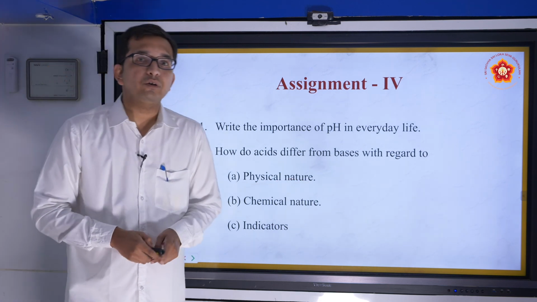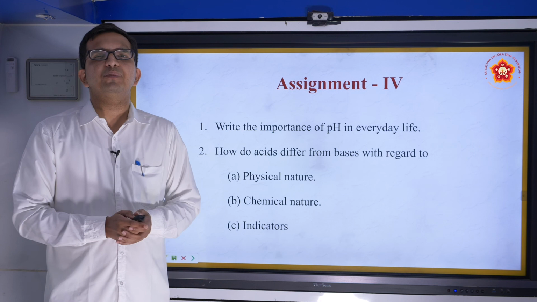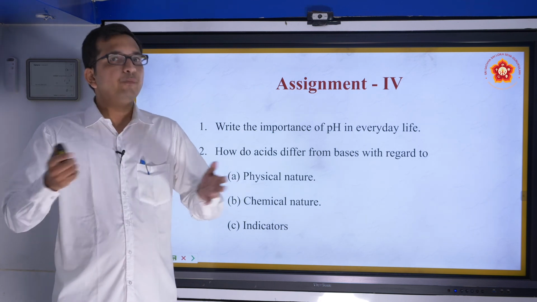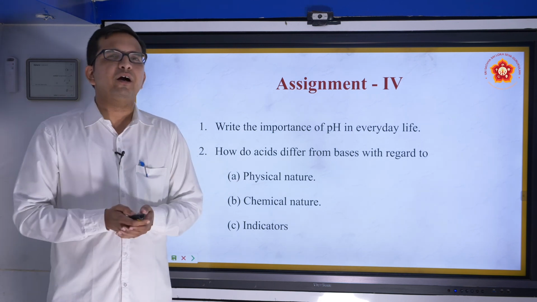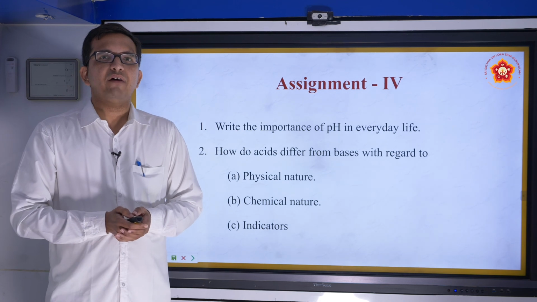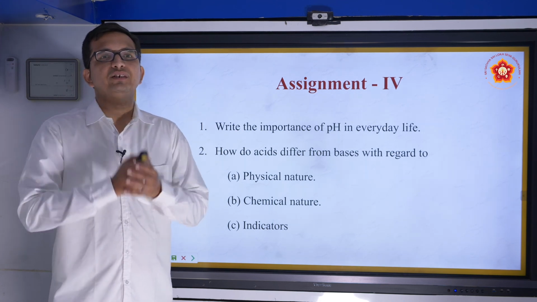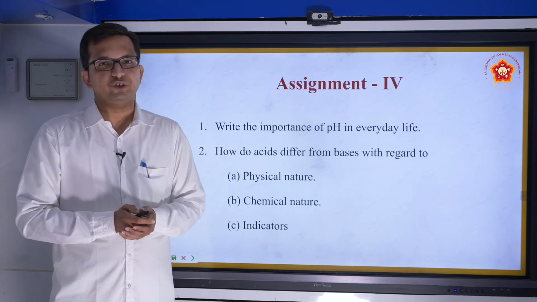So this is all about this particular chapter of acids, bases and salts. I would hope that you have understood the entire part very well, because this is having a very good application in our day-to-day life also.